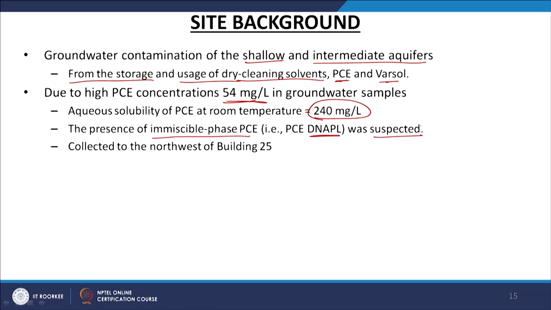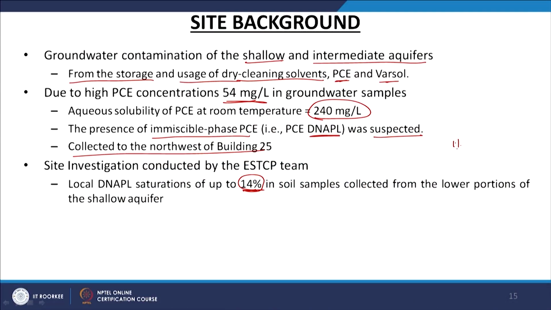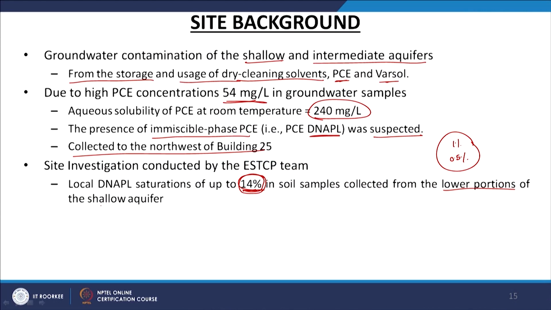Then they analyzed the particular site and it was collected to the northwest of a particular building. Here we are looking at saturation of up to 14%. For example, in all our homework questions until now, we looked at saturations of 1%, 0.5% or so with respect to NAPL. But here almost 14% saturation with respect to the DNAPL was the case. That means a very high volume of the DNAPL is present out there. So, this is a remarkably tricky site to remediate, and it was collected from the lower portions of the shallow aquifer.